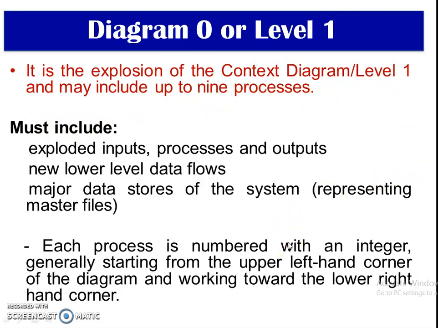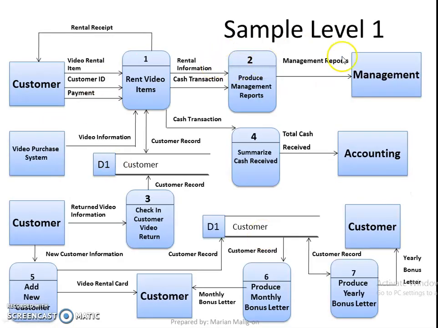You generally start from the upper left-hand corner of the diagram, working towards the lower right-hand corner. So this is an example of a level 1 or diagram 0, which now shows the detailed processes from that big process. We have 1, 2, 3, 4, 5, 6, 7, so there are 7 processes here. Each process is connected with an input that can come either from an external entity or from a certain process. Here we show all the complete 4 symbols in level 1.